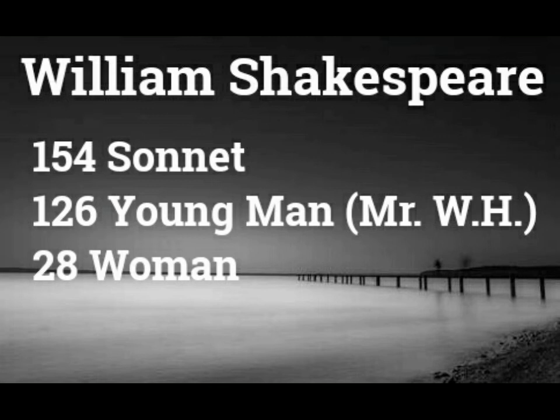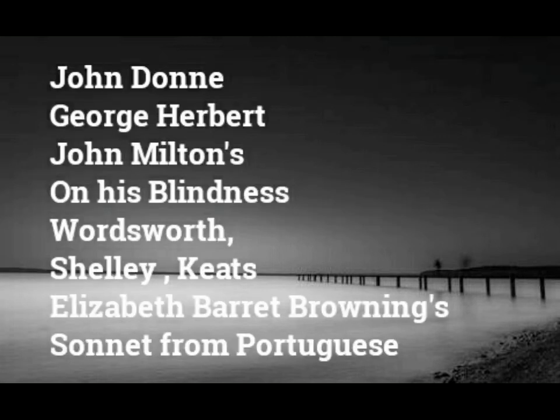Shakespearean sonnets have 3 quatrains and a couplet. The change comes in the couplet and it summarizes the theme of the poem. In the 17th century, John Donne and George Herbert also wrote sonnets, but they were religious sonnets. John Milton also wrote a famous sonnet called On His Blindness, and he chose the structure of the Petrarchan sonnet for his sonnet On His Blindness.